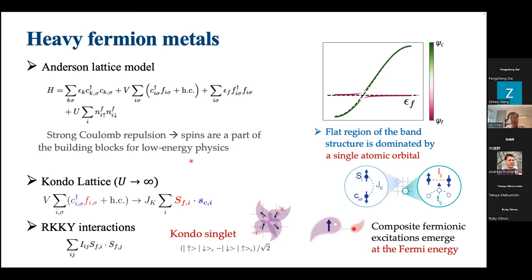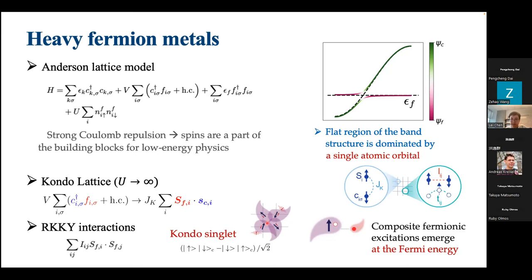If we consider the large U limit, this Anderson lattice model is going to give us the Kondo lattice model. In addition to the Kondo hybridization terms, we can also introduce the RKKY interaction between different spins. The way we think about a heavy fermion system is to begin with the exchange interactions between the local spins and the mobile electrons. Because of this very strong exchange interaction, the local moment and the conduction electron tend to form a spin singlet state.